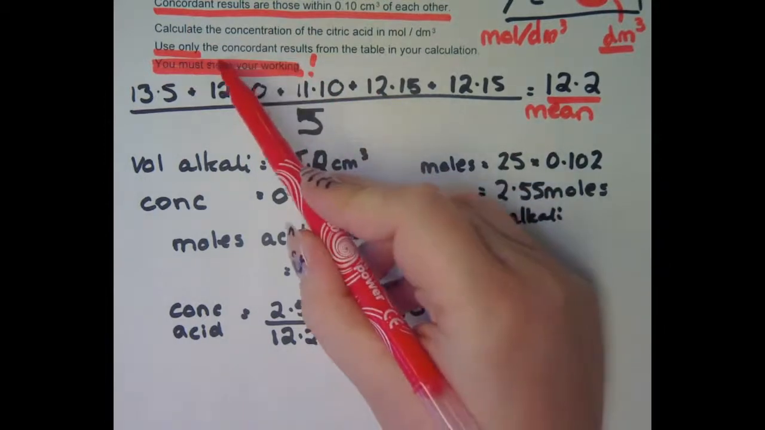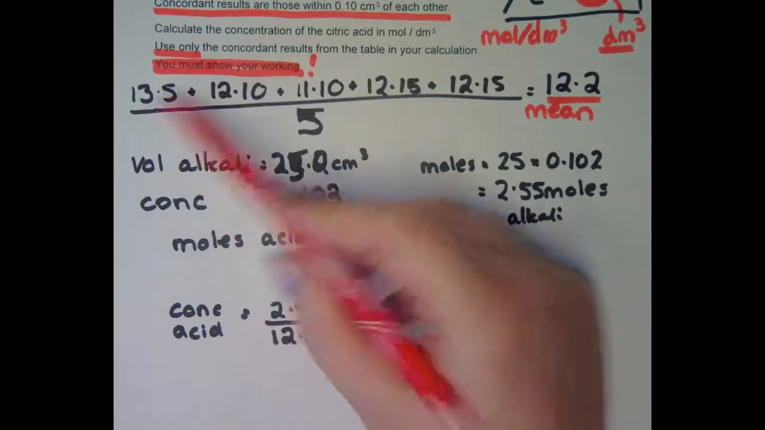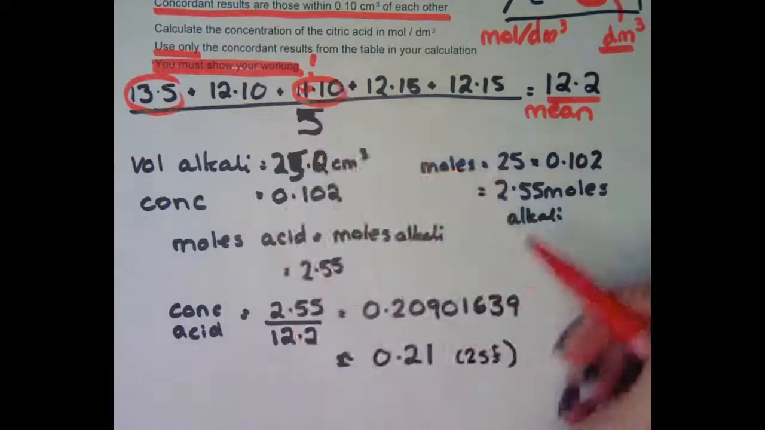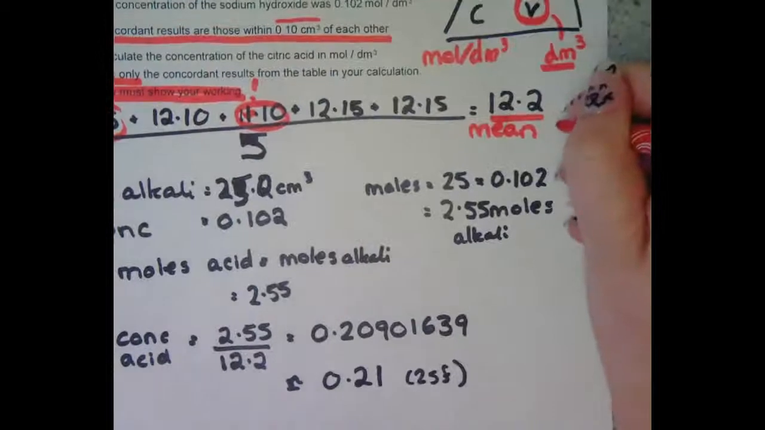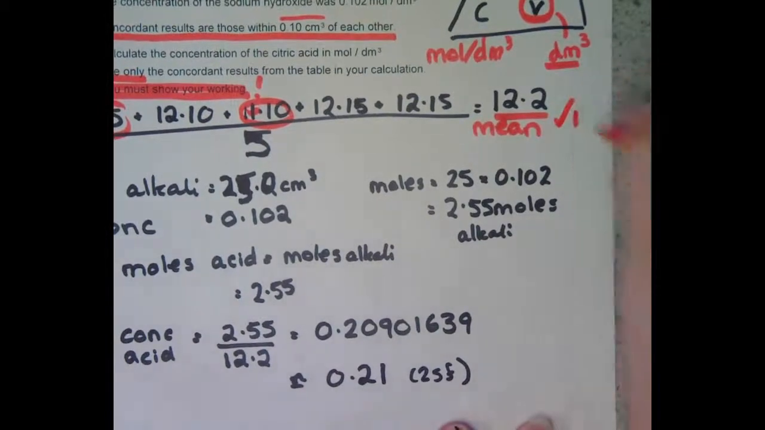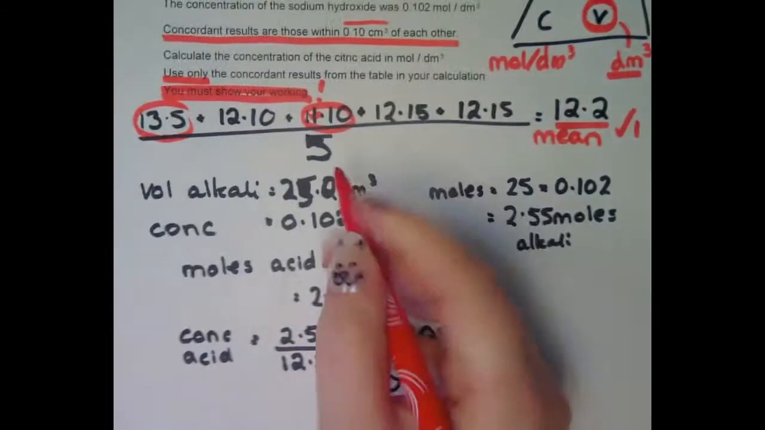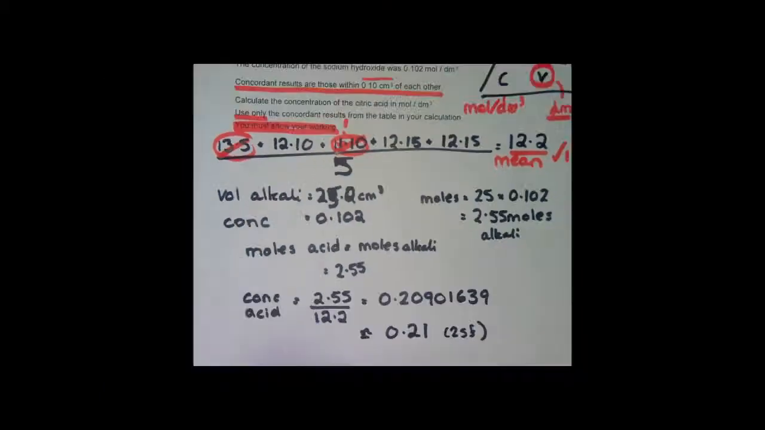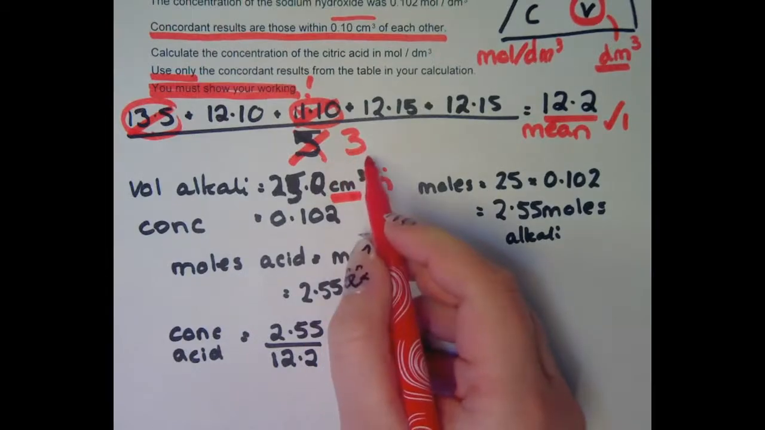Now, they have unfortunately left in the non-concordant results. They would get 1 mark for calculating the average, but they have lost 1 mark for not taking out the non-concordant results. So what they should have done when they were working out the average is remove the non-concordant results and then divide by 3, as there are only 3 results there.